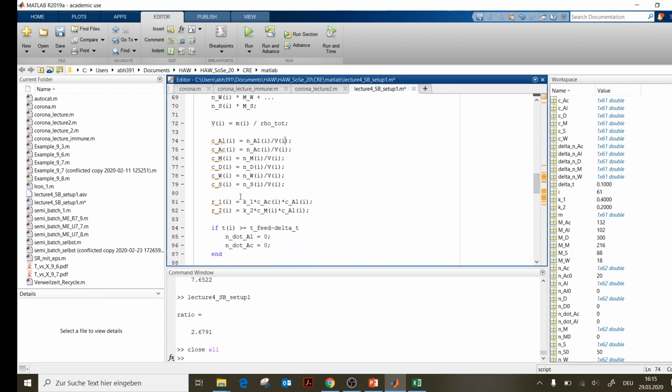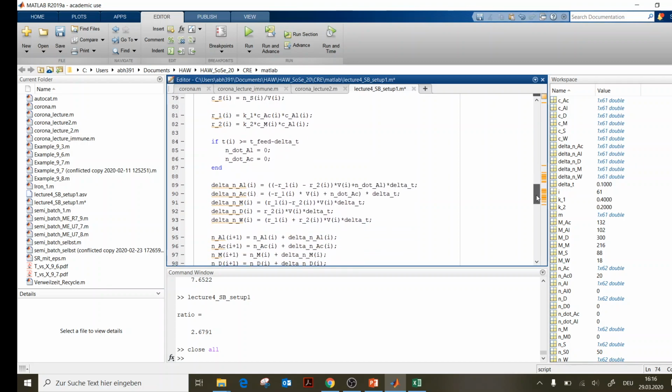Yes, okay. If you have the concentrations, then you can easily calculate the reaction rates. This is just the rate constant times the concentrations. For reaction 1, it's the concentration of acid and alcohol. For reaction 2, it's the concentration of the monoester and the alcohol.